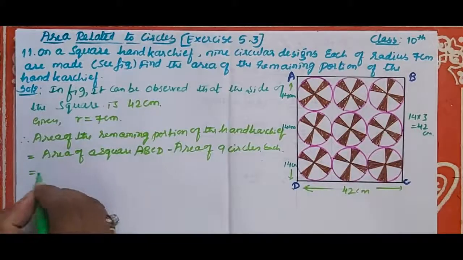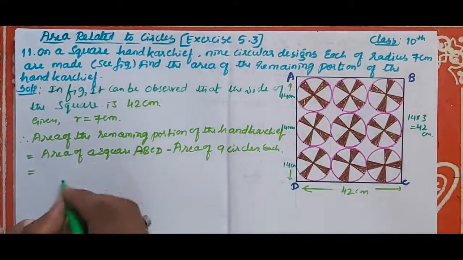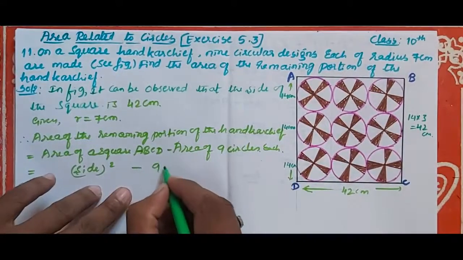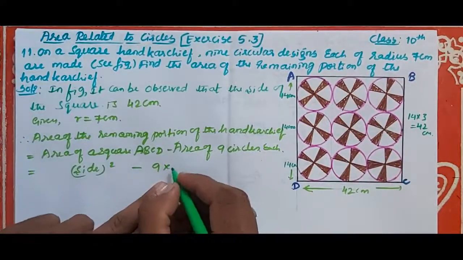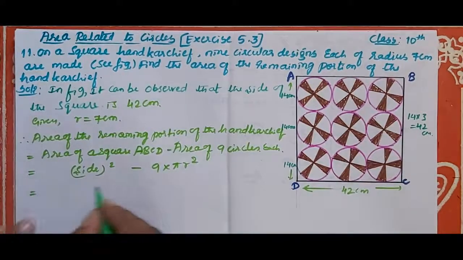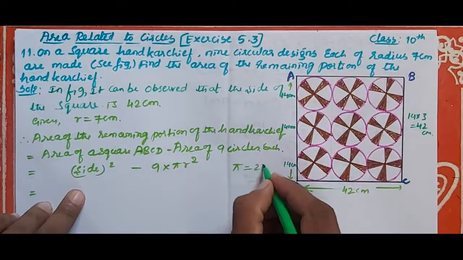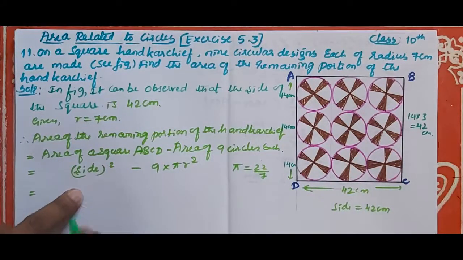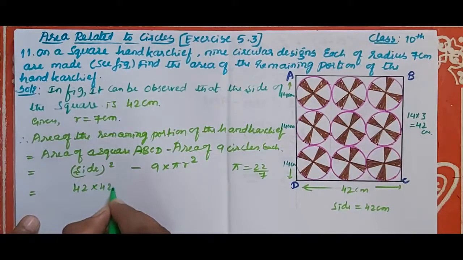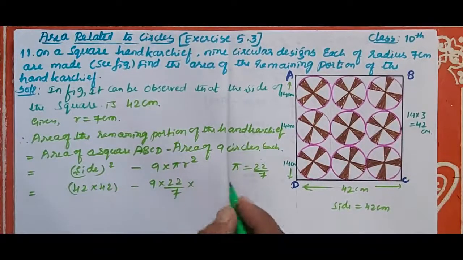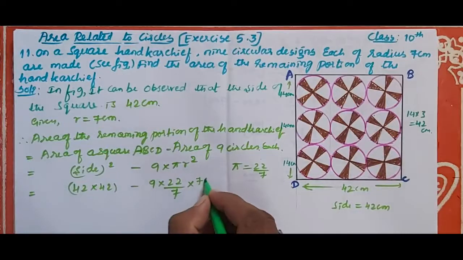Let us see now. The area of a square formula is side into side, that is side squared, minus the area of the 9 circular designs. For each circular design, what is the formula here? Pi r squared. So 9 pi r squared. We have to apply the pi value, that is 22 by 7. Side is equal to 42 centimeter. So 42 into 42 minus 9 into 22 divided by 7 into radius, which is 7 centimeter, that is 7 into 7.